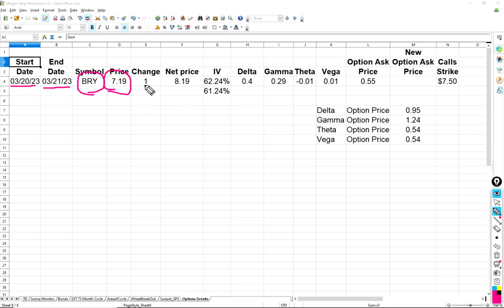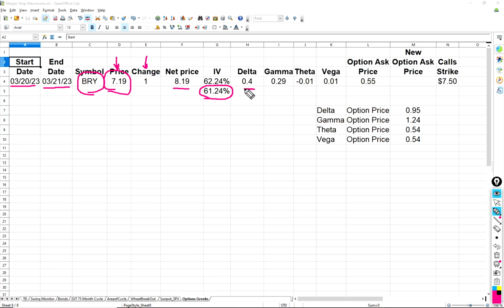I have a change here, $1. And we'll talk about this in a little bit. This net price here is really just the price plus the change. 8.19, right? Simple stuff. Here's the implied volatility that we saw, 62.14. And I'll talk about this right here in a little bit.